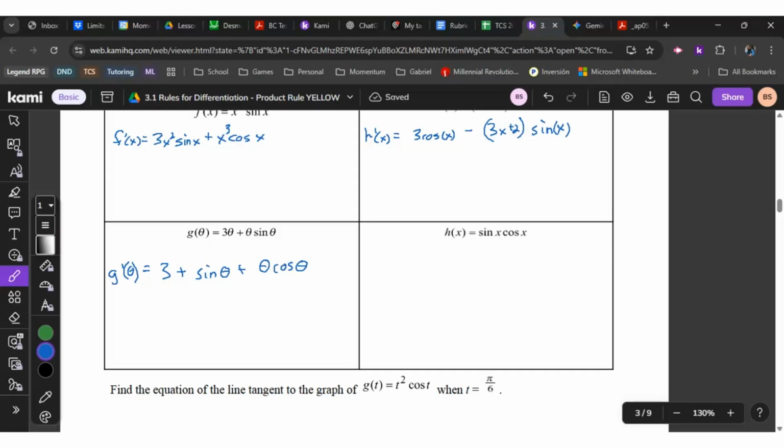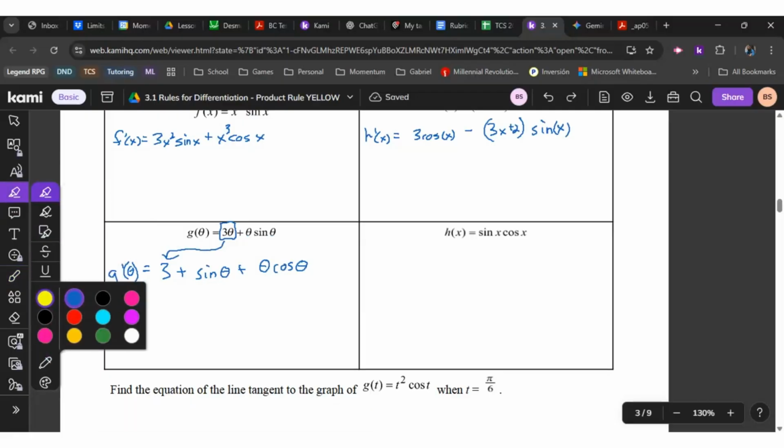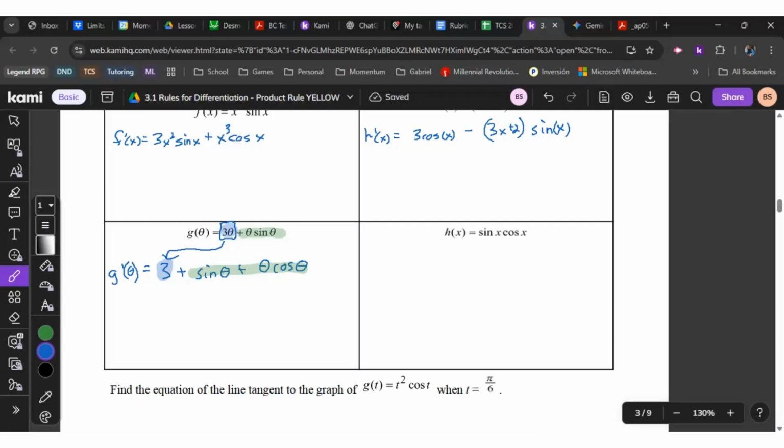Instead of multiplying, because they're two separate things, guys. Look, this is 3 theta, which is just 3. Look at this. This is theta sine theta. The derivative of that is this, whereas the derivative of the 3 theta is just 3. There's no product rule necessary for the first part, right? Because it's just 3x or 3 theta. Does that make sense?